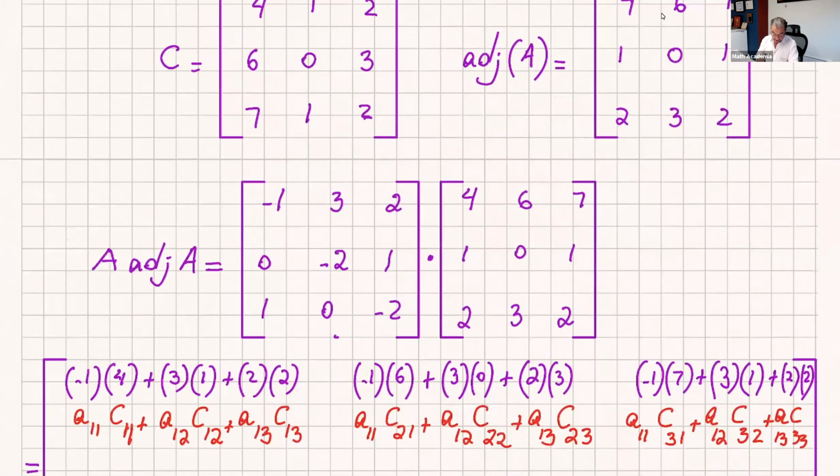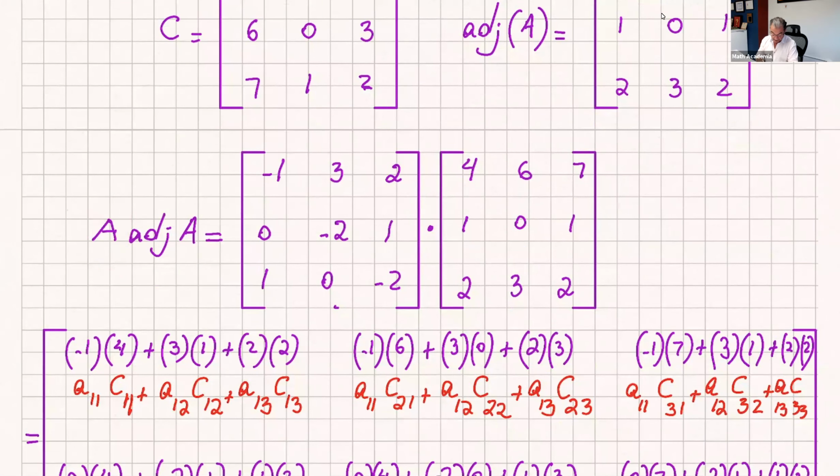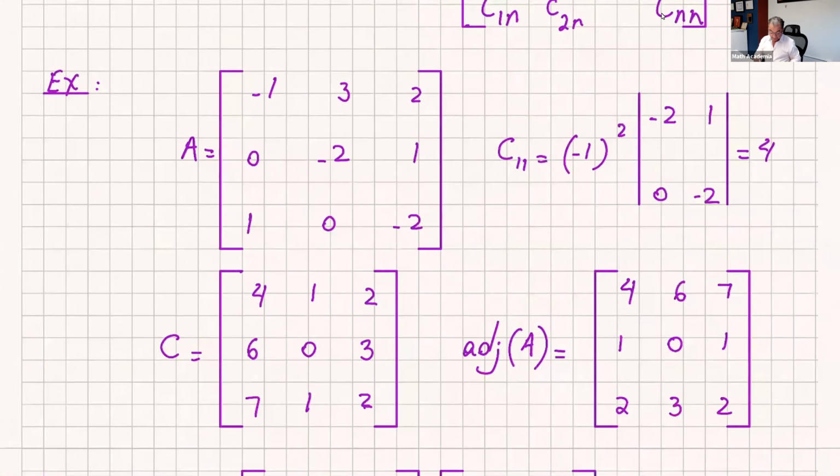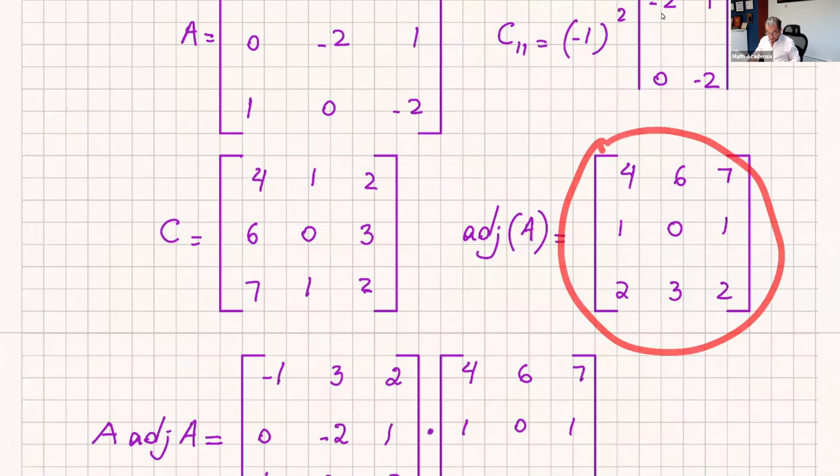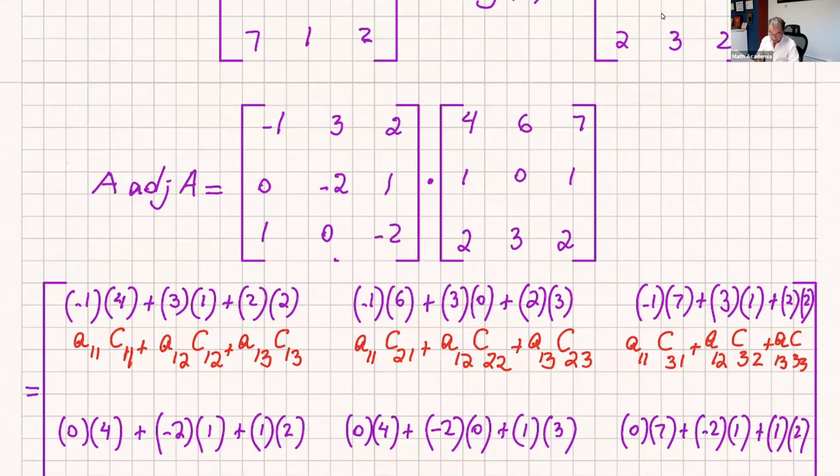Now, if we take A, our original matrix, and we multiply that by the adjoint of A, you can take the first row times the first column, which I wrote here. I put the entries here: A11 times C11, A12 times C12, and A13 times C13. If you do that, I want you to notice something.